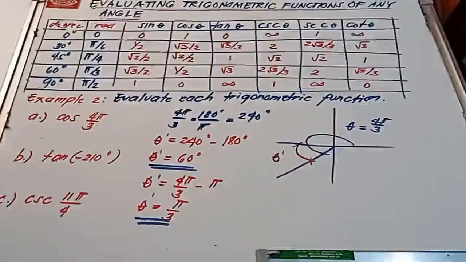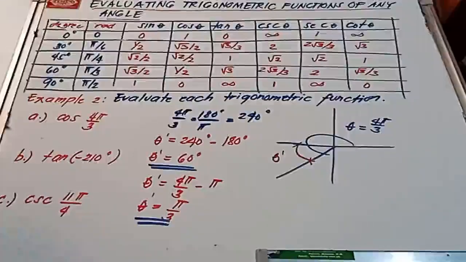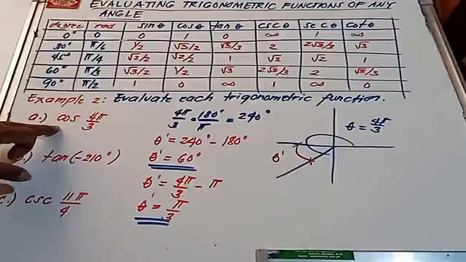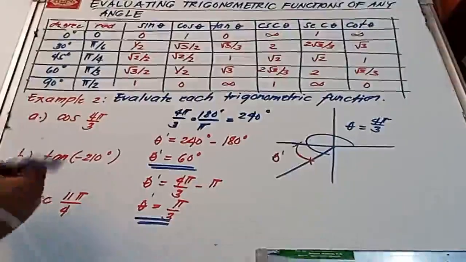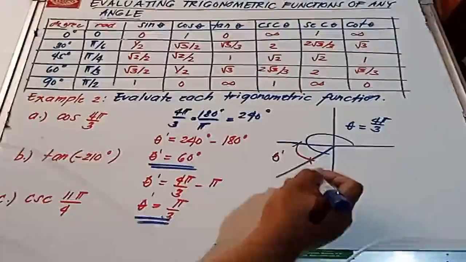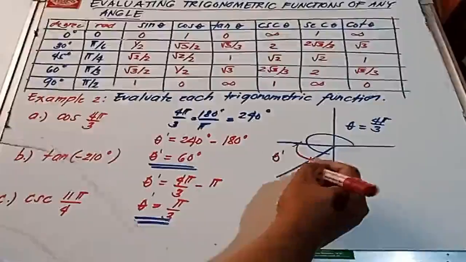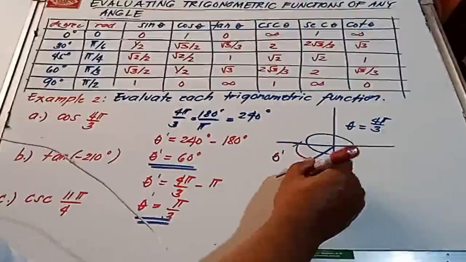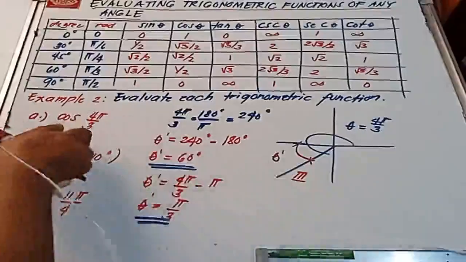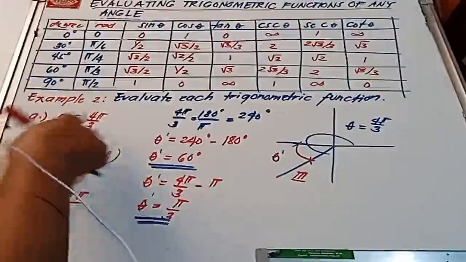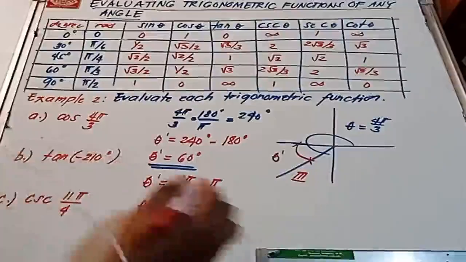The second step is, the second and final step to evaluate cosine 4 pi over 3 is we're going to affix the sign for this trigonometric function kung saang quadrant siya kabilang. Yung terminal side of this angle is located dun sa third quadrant. Okay? Kapag nasa third quadrant siya, ang cosine ay negative. So, therefore, ito mangyayari natin.